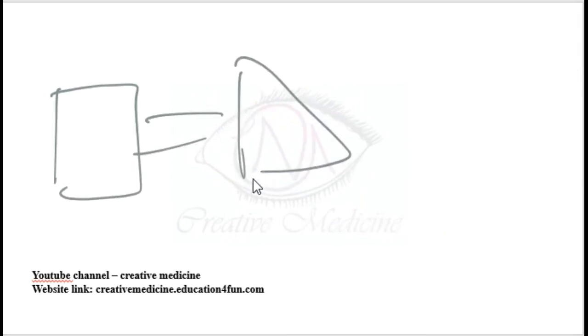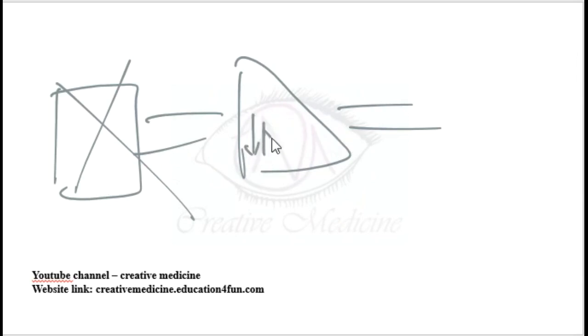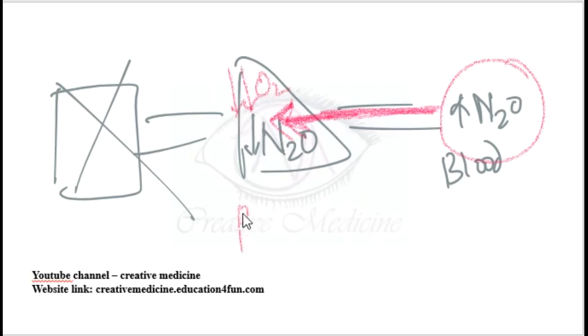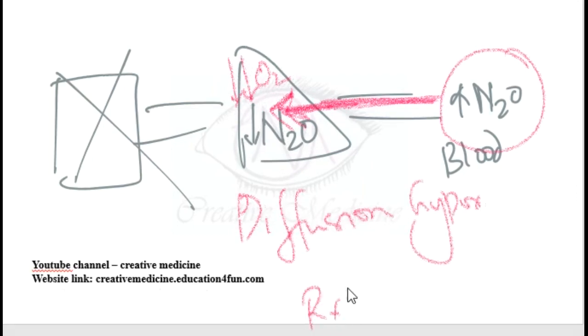After that, the nitrous oxide from the machine to the lungs is stopped. Because of this, the concentration of nitrous oxide decreases in the lungs, but there is increased nitrous oxide present in the blood. Because of this change in concentration, the nitrous oxide from the blood will enter the lungs, so the oxygen present in the lungs is replaced, and there will be decreased oxygen. This is called diffusion hypoxia. The treatment of diffusion hypoxia is to give 100% oxygen for 10 minutes.